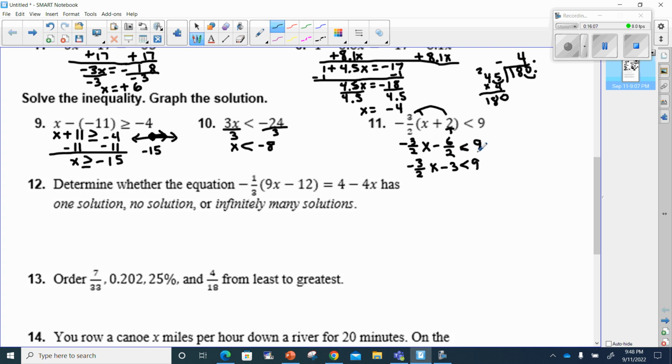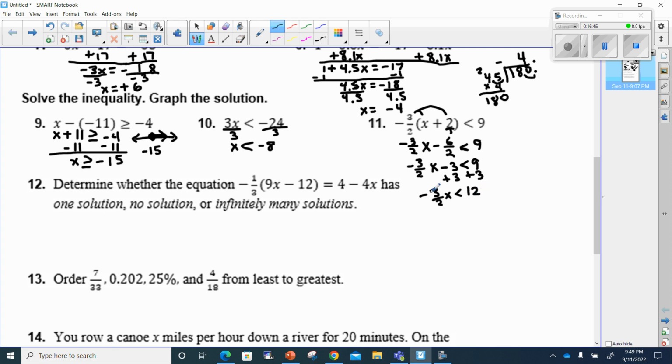This is easy. I don't have to put a 2 down here and find a common denominator. Remember, I'm going to get x by itself, so the first thing I need to do is take the numbers and put them all to one side over here. So the opposite of negative 3 would be positive 3. Whatever I add to one side, I add to the other side, just like an equation. And this gives me negative 3 over 2x is less than, I apologize, 9 plus 3 will give me 12.